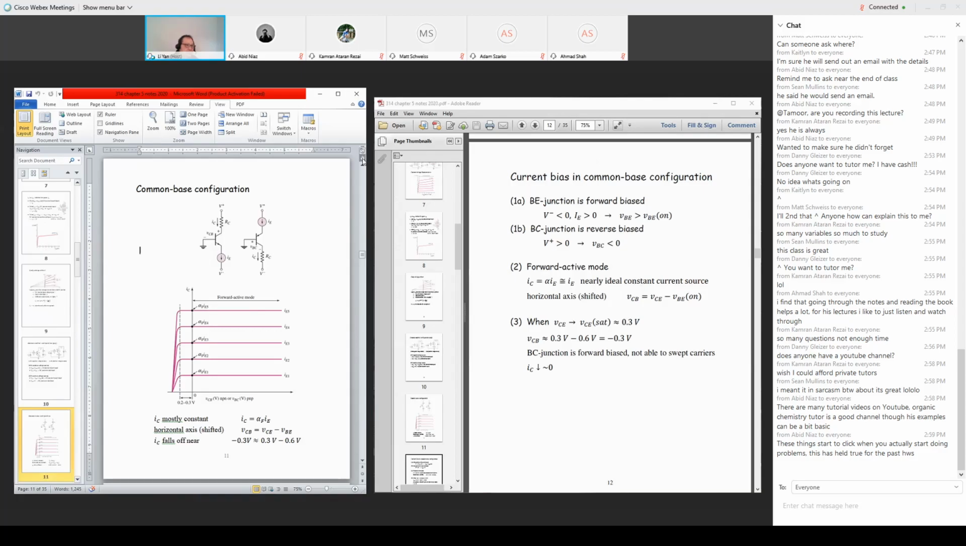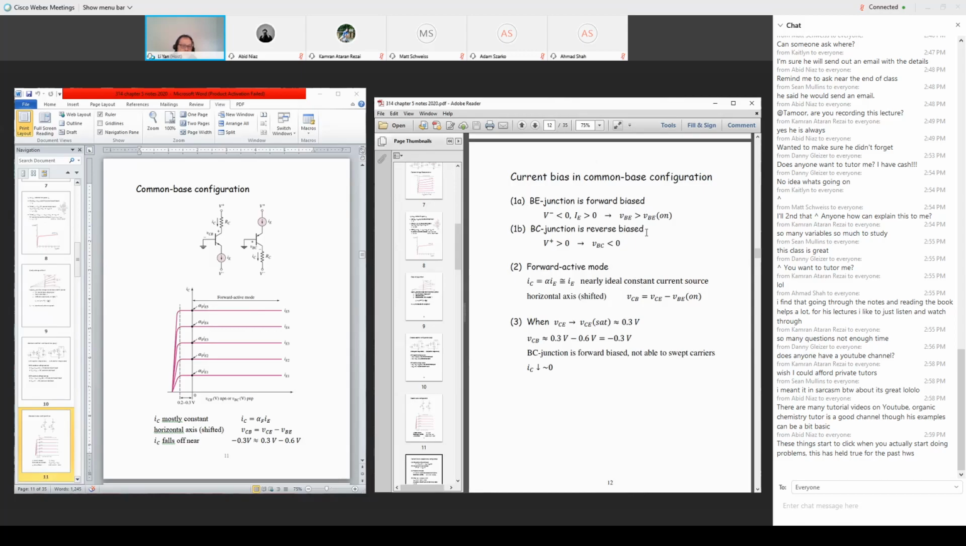Sorry, cannot get the cursor moving. So between the base and emitter should be forward bias. How do we make that happen? Well, that's the writing on the right hand side. Condition 1 has two parts.